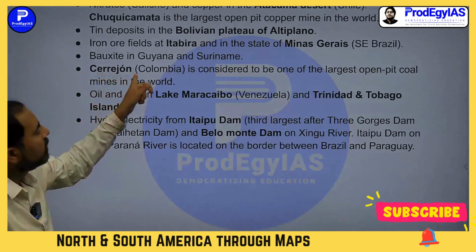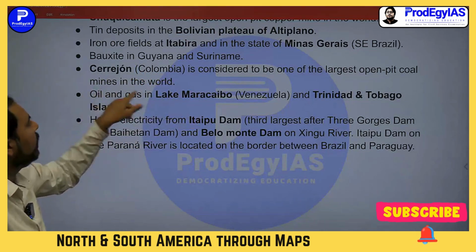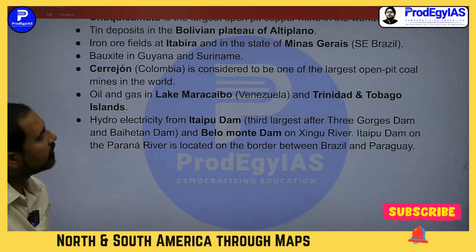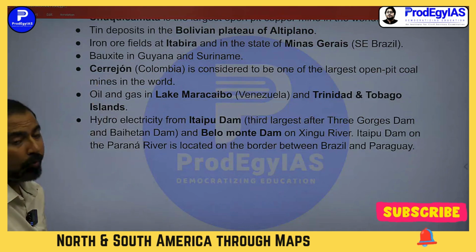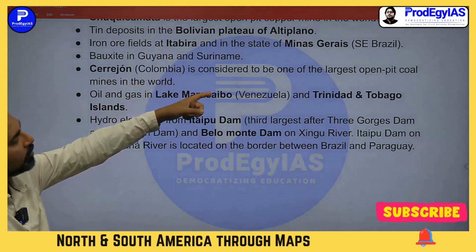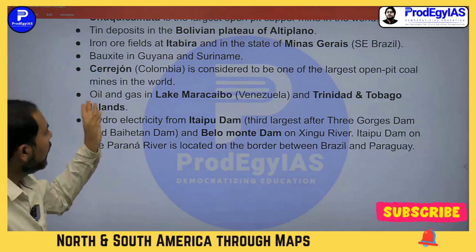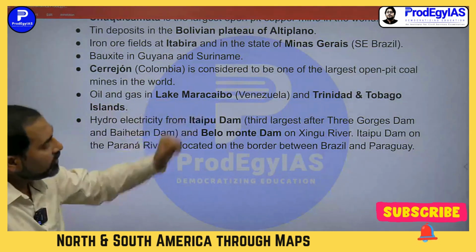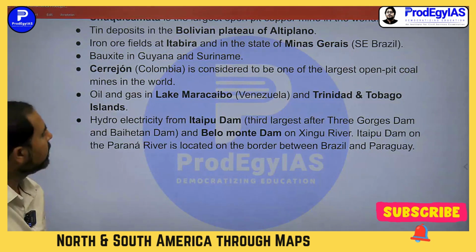Cerrejón, which lies in Colombia, is considered to be one of the largest open pit coal mines in the world. Colombia is known for coal mining, and the mine name is Cerrejón. It is one of the largest open pit coal mines in the world. Likewise, oil and gas reserves in Lake Maracaibo region and Trinidad and Tobago Islands. They are important for oil and gas.